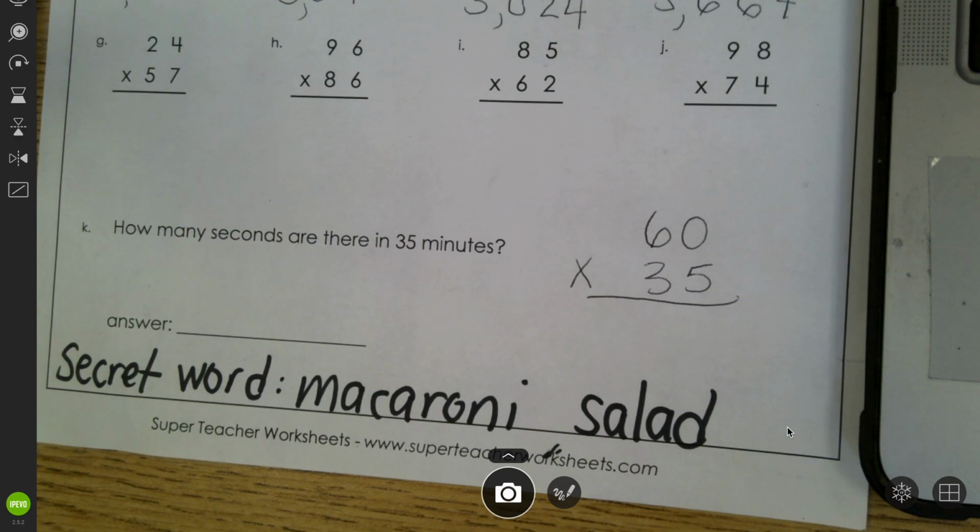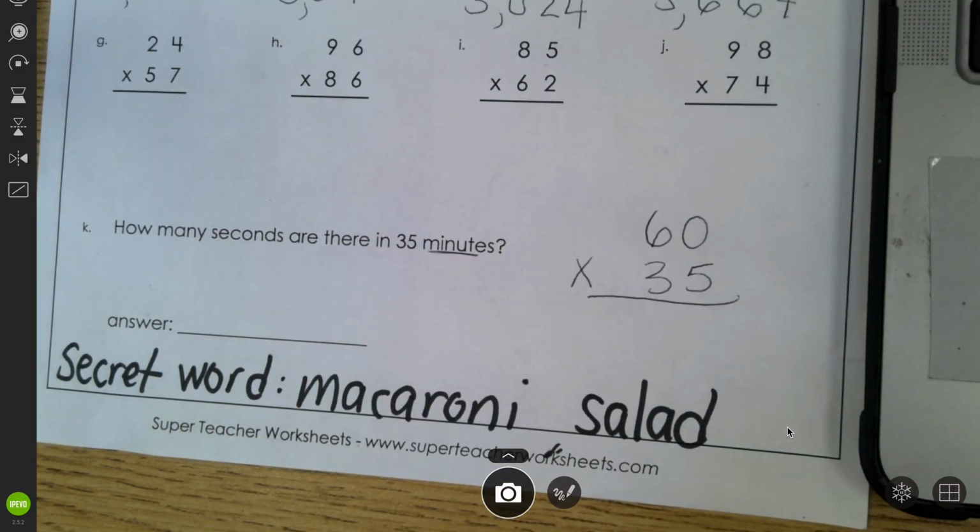Okay. Or you can write 35 times 60. And then you're going to solve. And remember to label your answer with minutes.